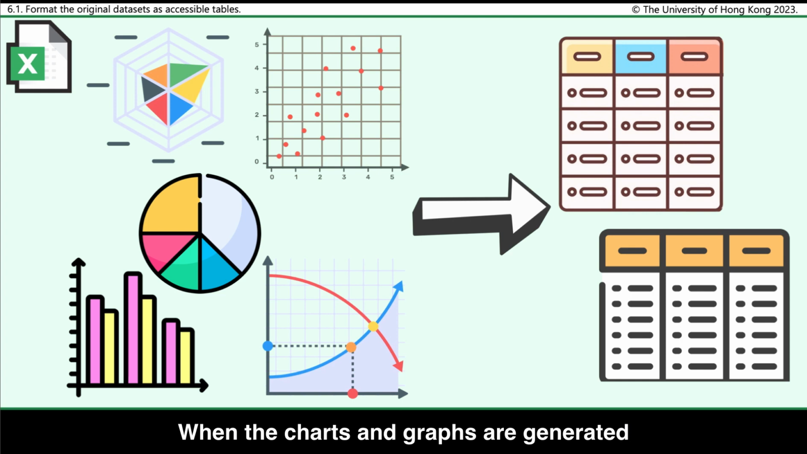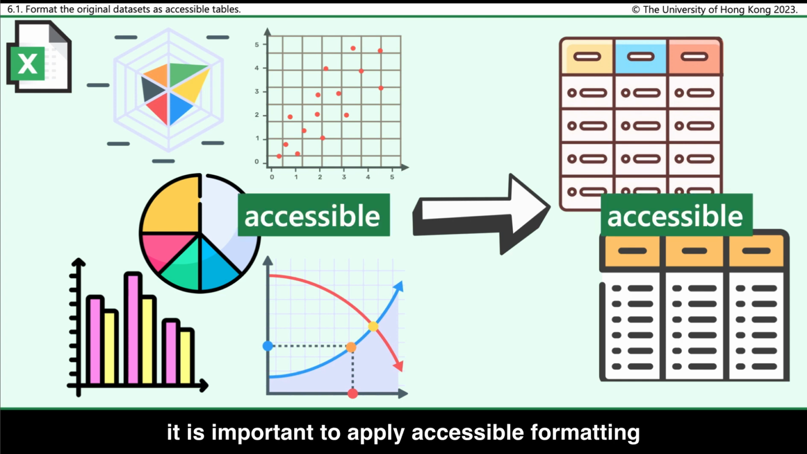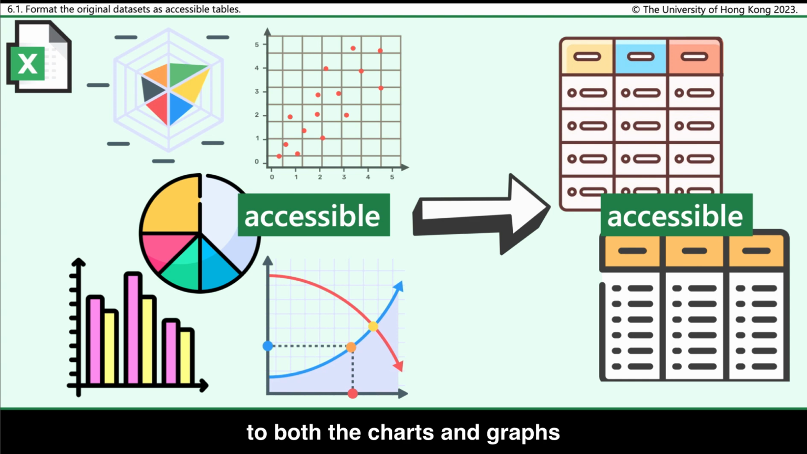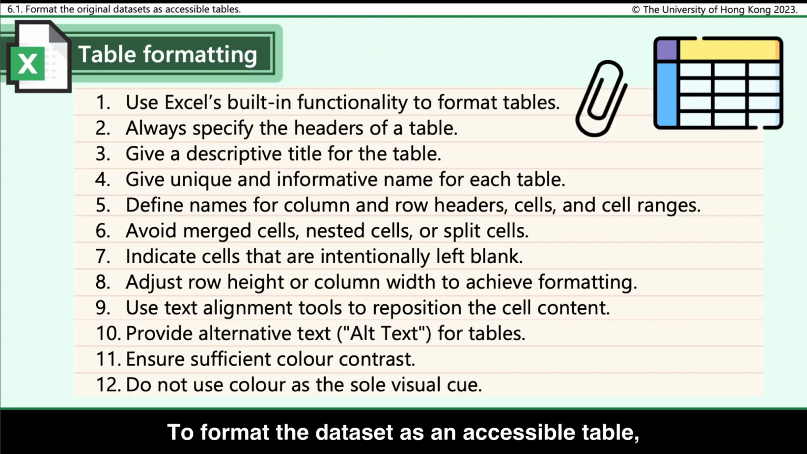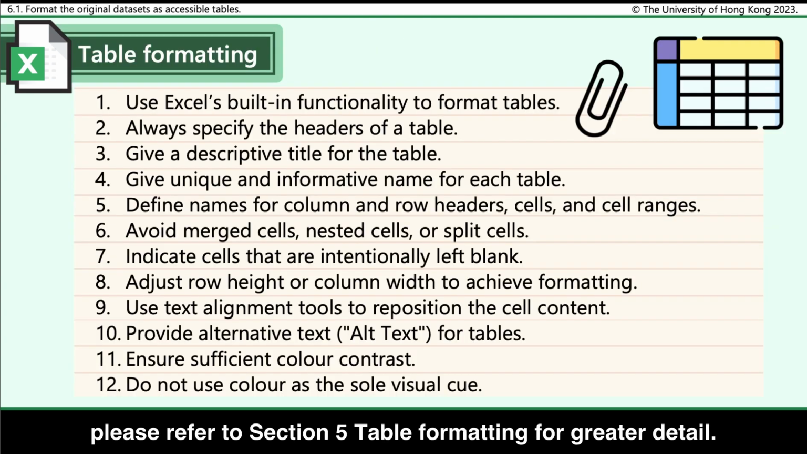When the charts and graphs are generated from specified datasets in Excel, it is important to apply accessible formatting to both the charts and graphs and the associated dataset as an accessible table. To format the dataset as an accessible table, please refer to Section 5 Table Formatting for greater detail.